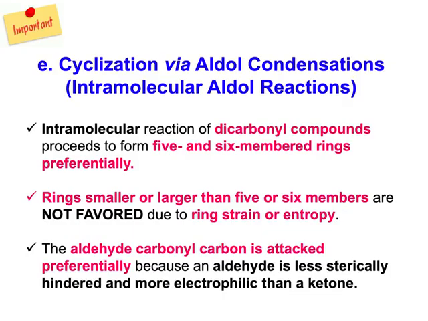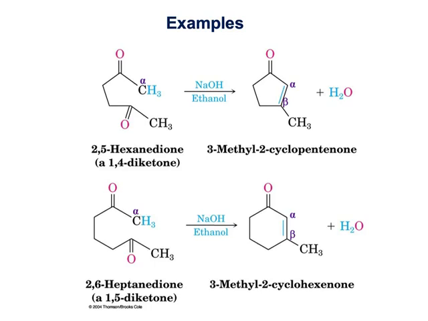So lastly is cyclization via aldol condensation. Cyclization is intramolecular for a dicarbonyl compound to form a 5 or 6 member ring. Rings smaller or larger than 5 or 6 member are not favored, so here we only focus on 5 or 6 member. The aldehyde carbonyl carbon is attacked preferentially because the aldehyde is less sterically hindered and more electrophilic compared to the ketone. Ketone has 2 alkyl groups attached on the C double bond O, but aldehyde has only 1 R group attached on C double bond O.